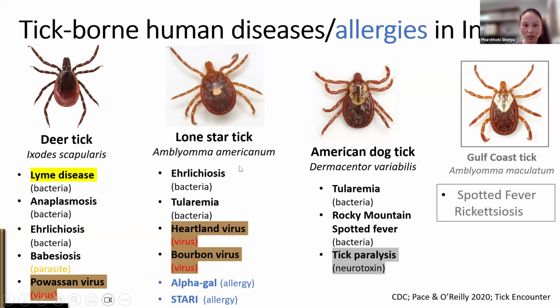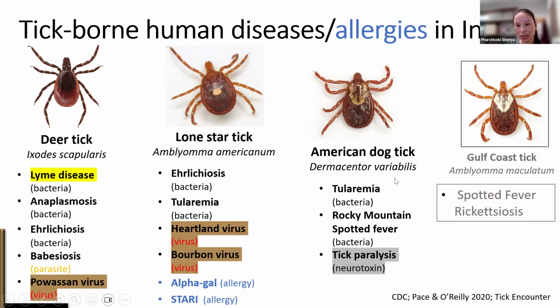Lone Star tick can transmit bacterial diseases like ehrlichiosis, tularemia, plus the Heartland and Bourbon viruses, which are viral pathogens, and alpha-gal, which is the red meat allergy. If you have seen the news recently, we had the first human death related to alpha-gal last year, I think at the end of last year. And Lone Star tick can also transmit another allergy called STARI in short, which stands for Southern Tick Associated Rash Illness. It's a mouthful, so we just call it STARI.